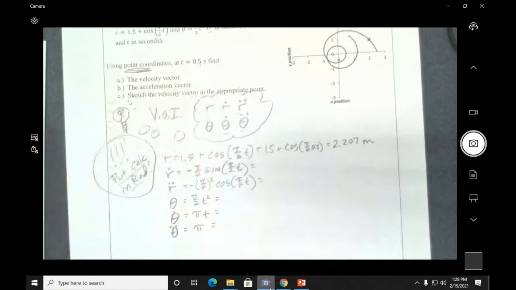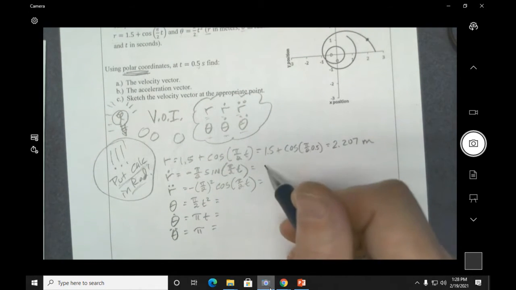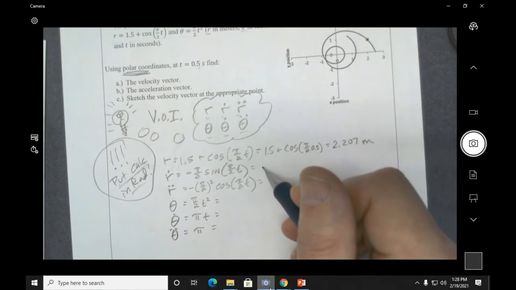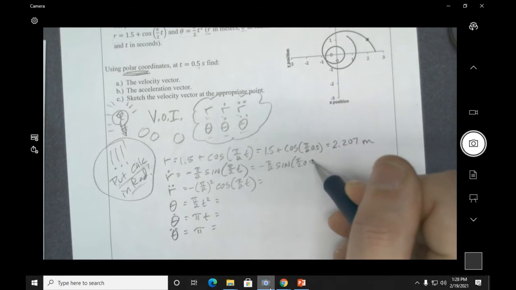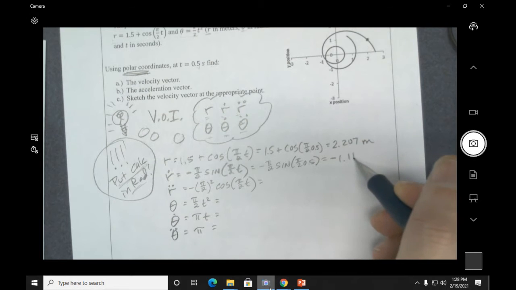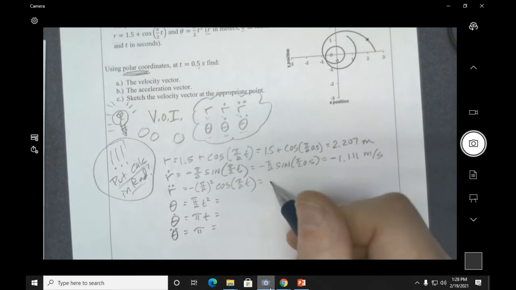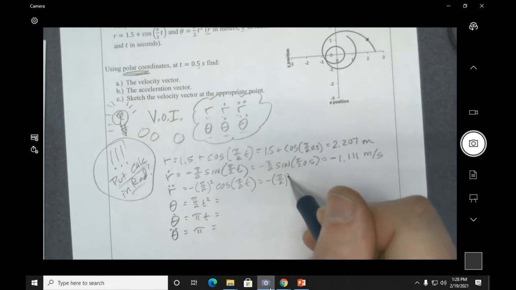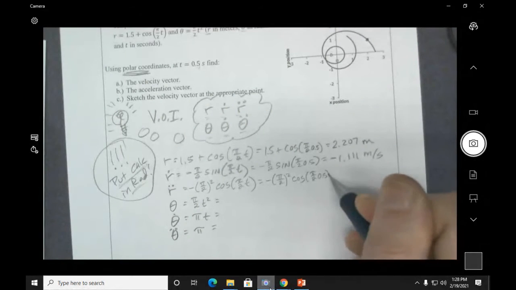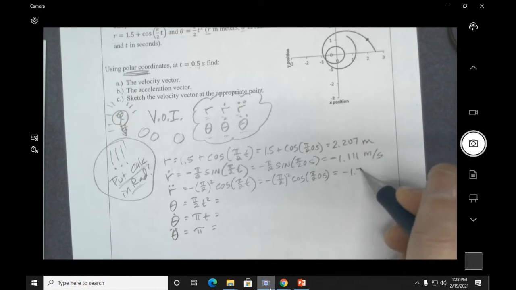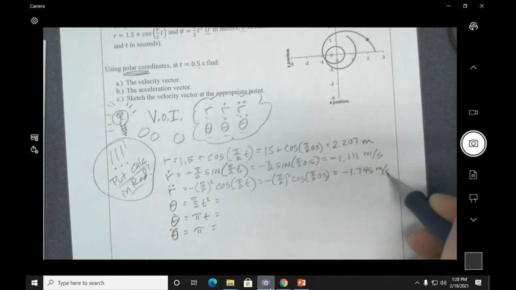1.5 plus. There, I got it. Okay, I got it. I just wanted to do it live so you remember, put your calculator into radians. So I have negative pi over 2 sine of pi over 2 times 0.5, a negative 1.111 meters per second. And then negative pi over 2 squared cosine pi over 2.5, negative 1.745 meters per second squared.